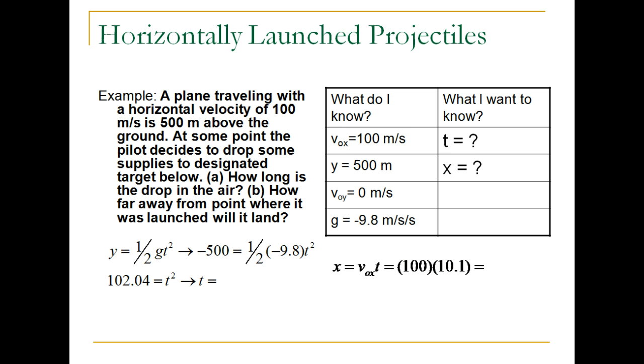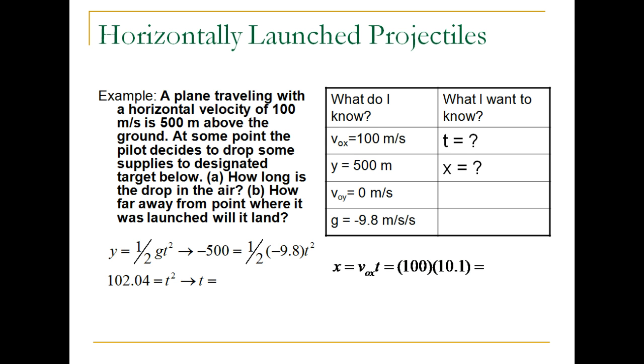Alright, so we got an example problem here. A plane traveling with a horizontal velocity of 100 meters per second is 500 meters above the ground. At some point, the pilot decides to drop some supplies to a designated target below. A, how long is the drop in the air, and B, how far away from the point where it was launched will it land? So we can solve for both of these.